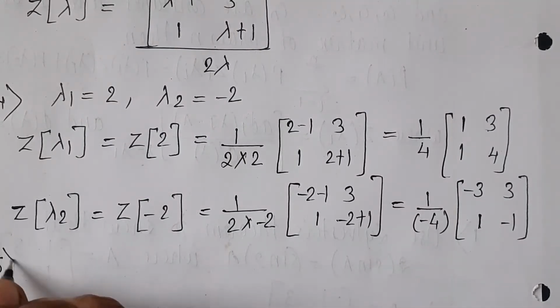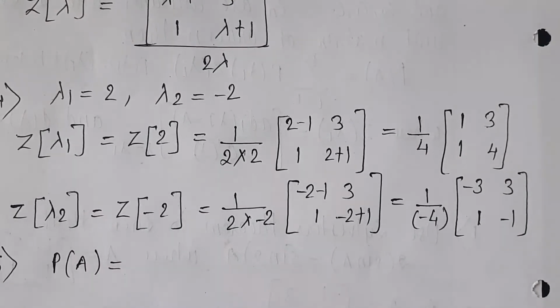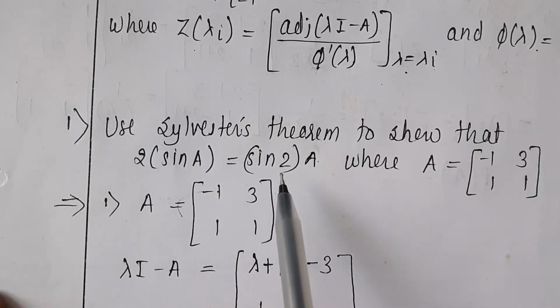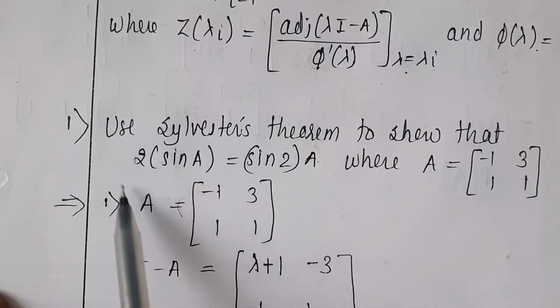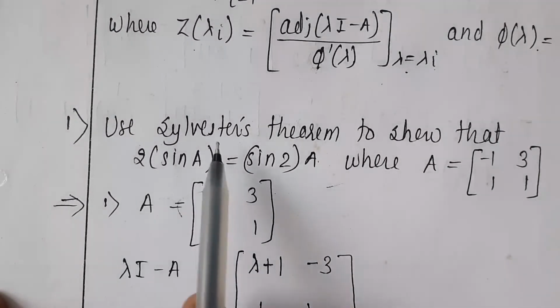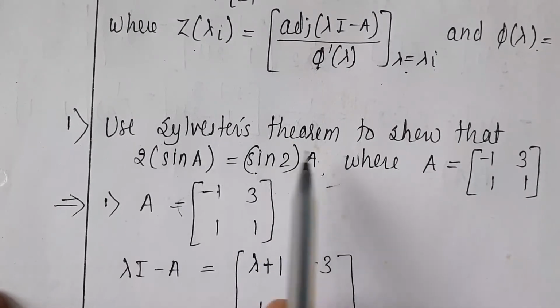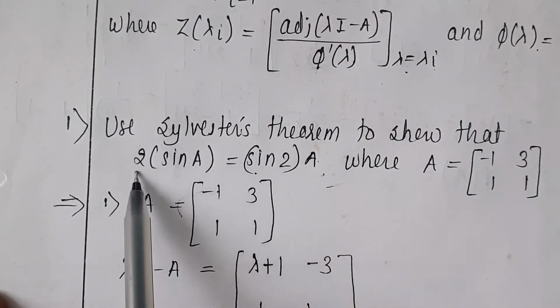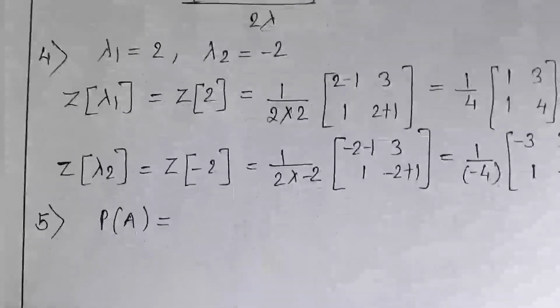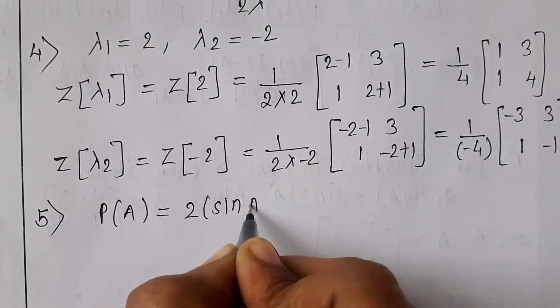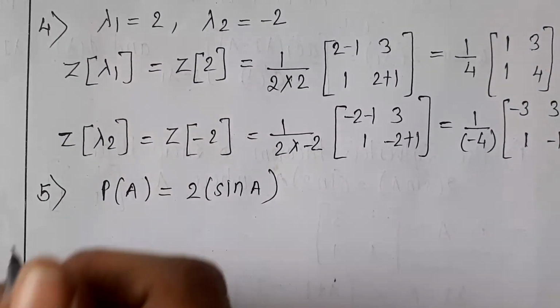Now the next thing is we want P of A. P of A comes from the original statement. The original statement says that we need to prove 2 into sin A is equal to sin 2 into A. So this is our left hand side and right hand side. If we consider the left hand side, we need to show the right hand side. You can consider any one of these as P of A. So I am taking the left hand side as P of A, which is 2 sin A.